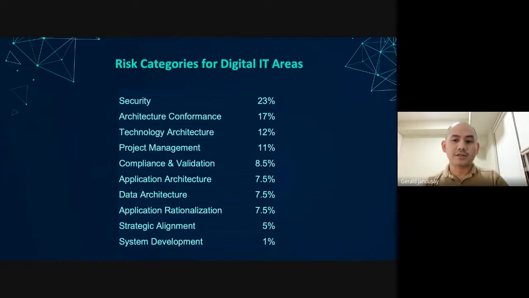The eighth is the application rationalization. So this pertains to the risk mainly related with the application system rationalization in digital IT areas to prevent increasing the number of applications in vain. And the ninth is the strategic alignment. So this risk is mainly connected with alignment with IT strategy and architecture strategy in digital IT areas and high-level target architecture and roadmap as well. So the last is the system development. So this focuses on the system development and enterprise system implementation, as well as the smooth transition to the new enterprise system.